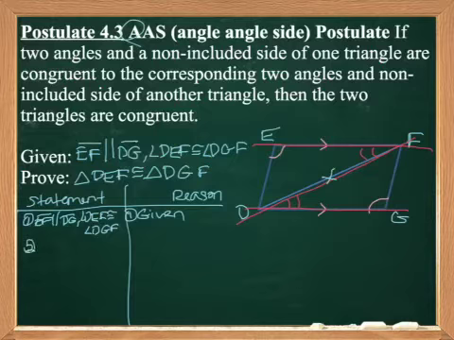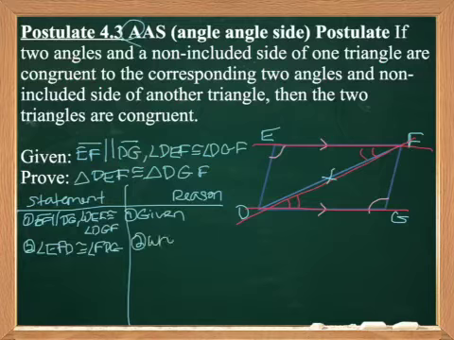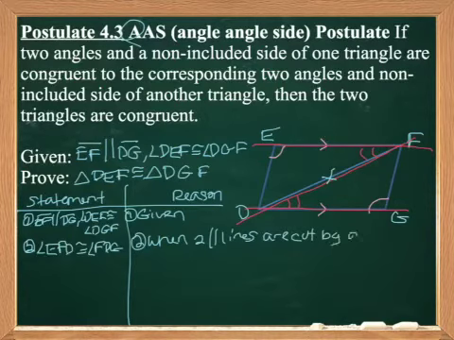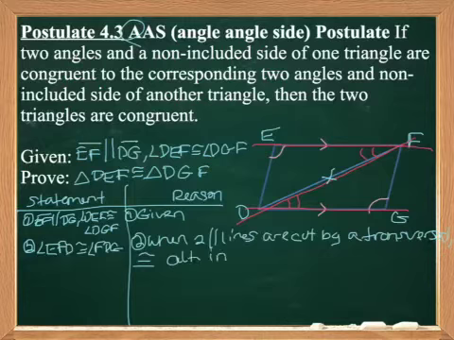Well, I'm going to skip a few statements and say that angle EFD is congruent to angle FDG because when two parallel lines are cut by a transversal, congruent alternate interior angles are formed. So that's our second A.